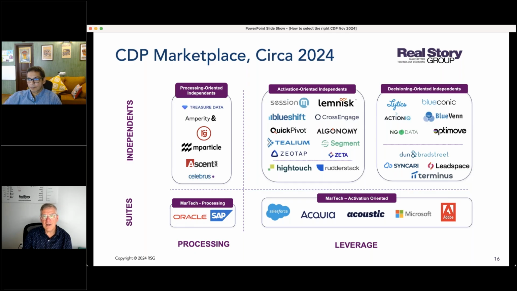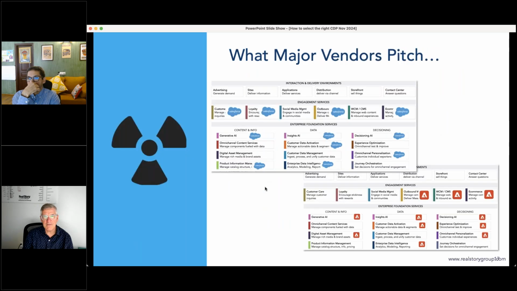Now on the leverage side, you can have those that are more activation oriented and those that are leaning a little bit more into decisioning. On the decisioning box, you'll see 4 at the bottom that are B2B CDPs, Dun & Bradstreet, Syncari, LeadSpace, Terminus. I'll just tell you right now, those are all fairly weak offerings, and that's something of a gap in the market. So if you are looking for a B2B CDP, please contact us separately. You have some interesting choices, not always some easy choices there. But anyway, this is the marketplace as it stands in 2024, going into 2025.